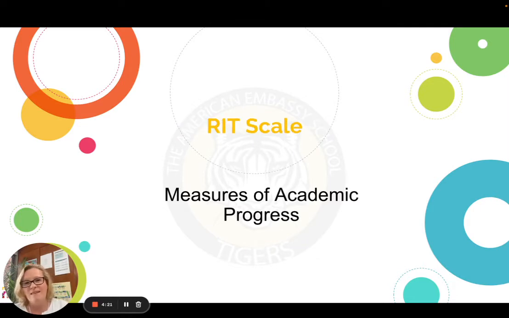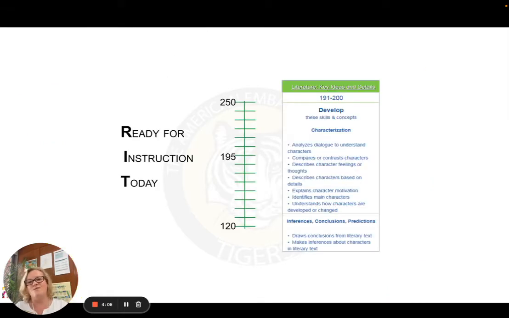The most important thing that I want to point out is that here at AES and as teachers, we talk about the RIT scale. So you're going to see 2 points of measure. You're going to see the RIT scale and you're going to see percentiles. I'm asking you to focus on the RIT scale first. What that RIT scale stands for is a Ready for Instruction Today level.